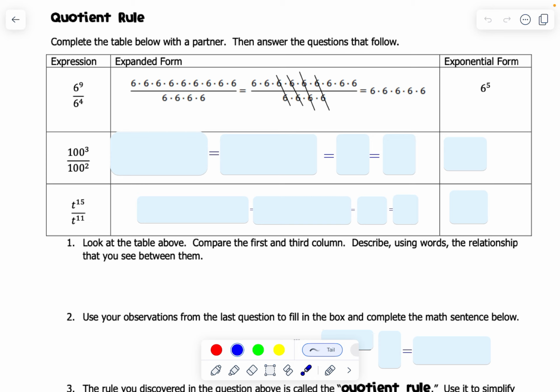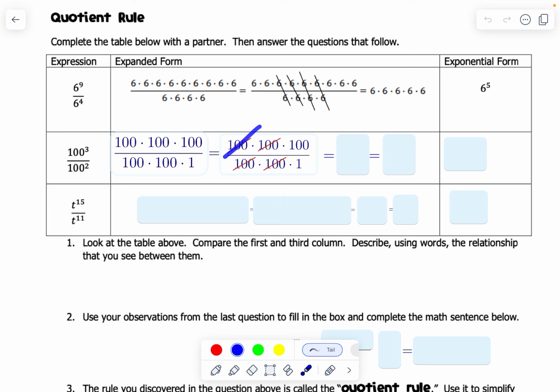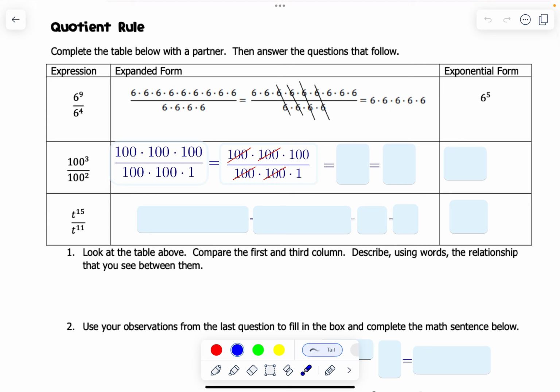Go ahead and pause the video and try the expanded form for the quotient rule for these. All right, so if I have 100 cubed, I'm going to have 100 times 100 times 100 over 100 squared, or 100 times 100. Now if I start crossing off the numbers that appear the same on the top and the bottom, I cross off one pair of 100s, a second pair, and that's everything I can eliminate. All I'm left with is 100 over 1, which is 100, or 100 raised to the 1st.